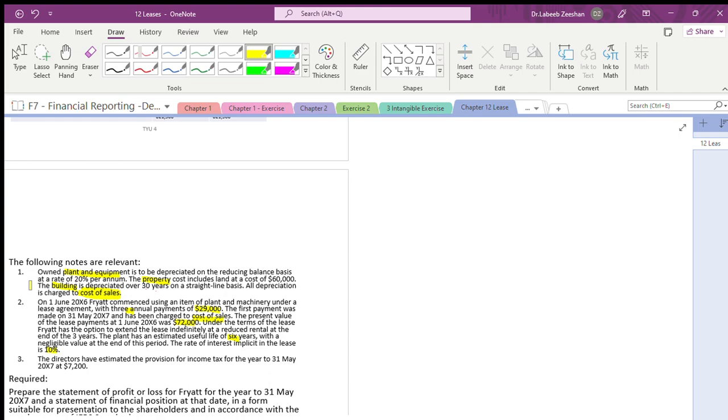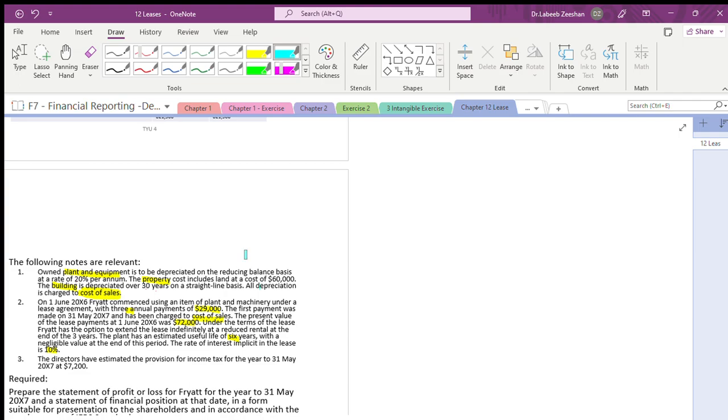What they are paying in the beginning or they are paying in the end? Under the terms, the option to extend the lease is at a reduced value. Fine. We will see how much they are paying. The directors' estimated provision is 47,200. What is this related to?